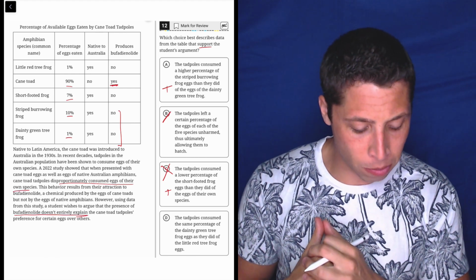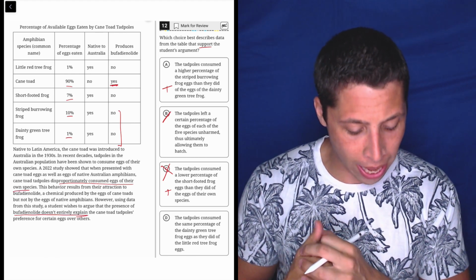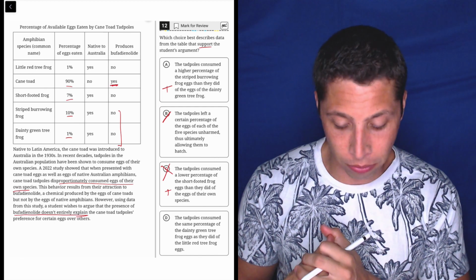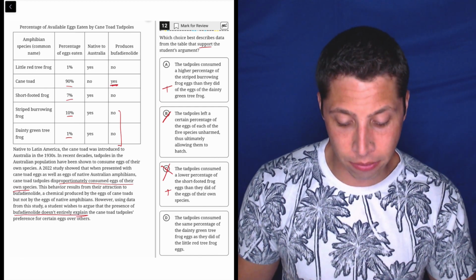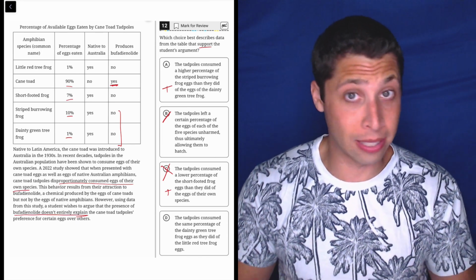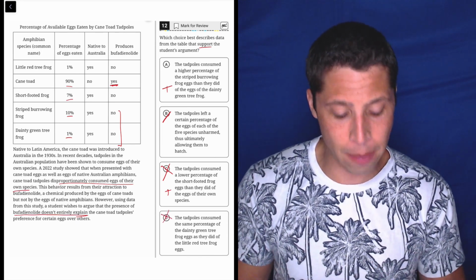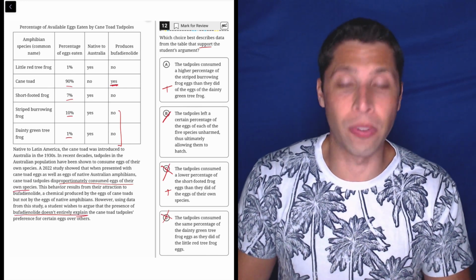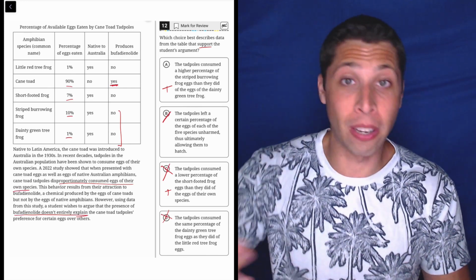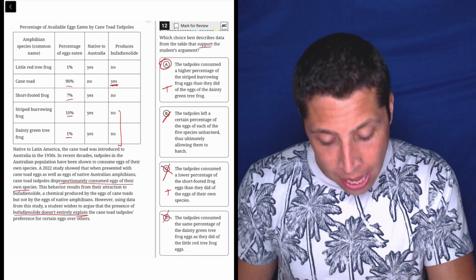D, the tadpoles consumed the same percentage of the dainty green tree frog eggs as they did of the little red tree frog eggs. Well, that's also true, but they both have the same properties. They are native to Australia, and they don't contain this chemical. So just because they're the same, I don't know anything, right? There are other ones that also fit that same description, but those have different numbers. So it's got to be A, and it makes sense, right?